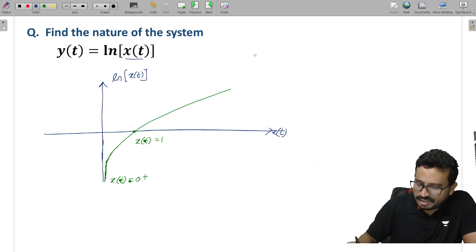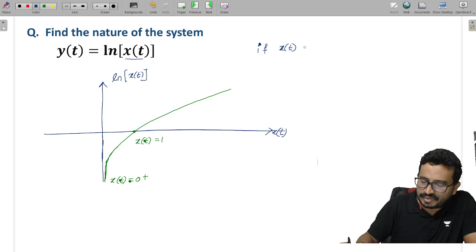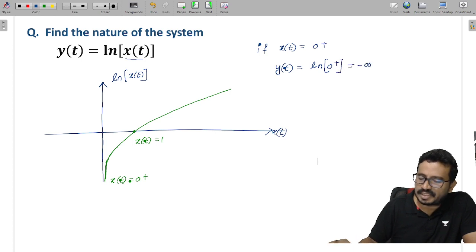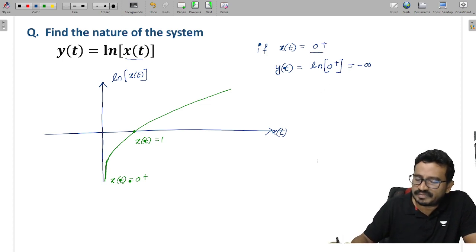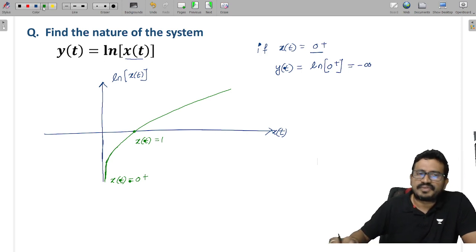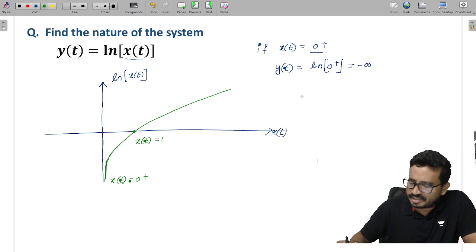Now you see, if x of t equals 0 plus, what happens to y of t, which is ln of x of t, that is ln of 0 plus? This value is equal to minus infinity. Here this input x of t is bounded only. The input is a finite value, but y of t we are getting infinite. So I can say the system is unstable.